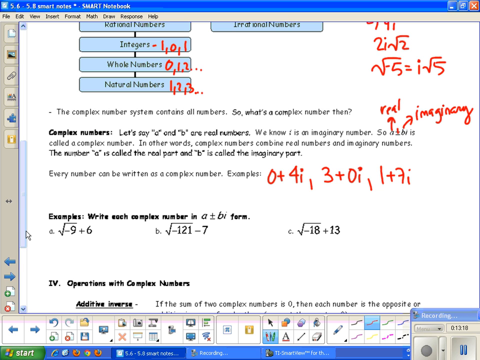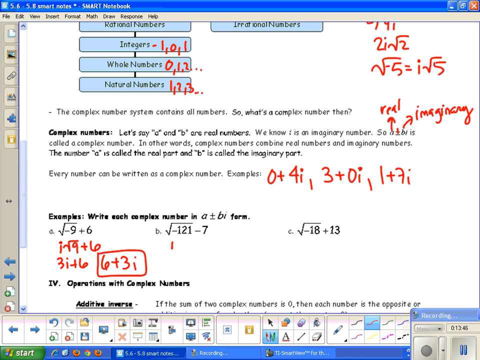So for the next example, it says, write each complex number in a plus bi form. So that means complex number form. The real part goes first, the imaginary part goes second. So first we have to simplify this. This becomes i root 9 plus 6. The square root of 9 is 3, so this is 3i plus 6. This is not in complex number form because the 6 needs to go first. So this would be 6 plus 3i, and this would be my solution. So let's do the next one.